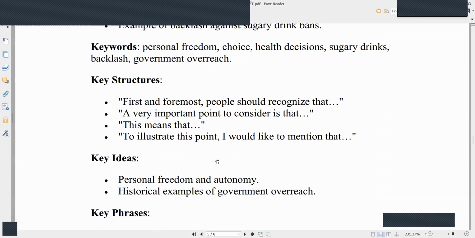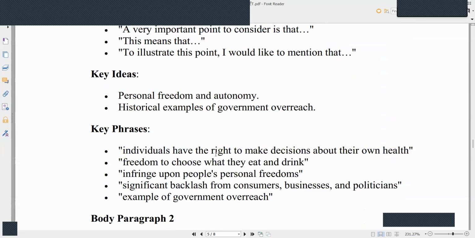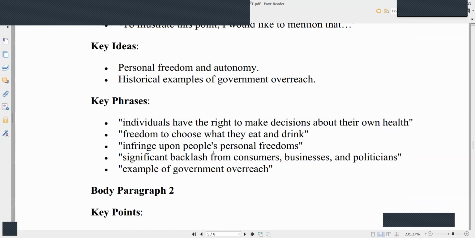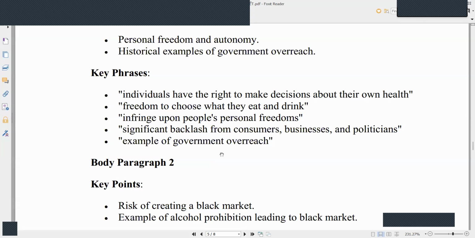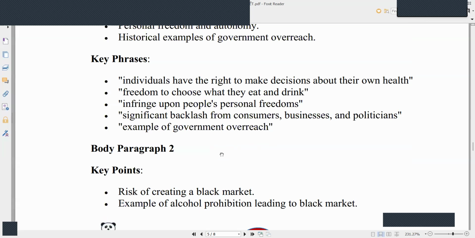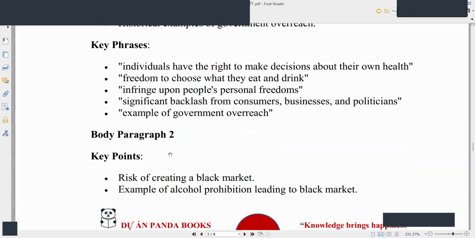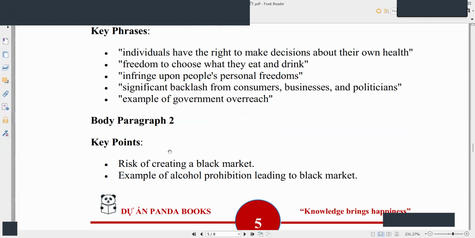Key structures. First and foremost, people should recognize that. A very important point to consider is that. This means that. To illustrate this point, I would like to mention that. Key ideas: personal freedom and autonomy. Historical examples of governmental overreach. Key phrases: individuals have the right to make decisions about their own health, freedom to choose what they eat and drink, infringe upon people's personal freedoms, significant backlash from consumers, businesses, and politicians.